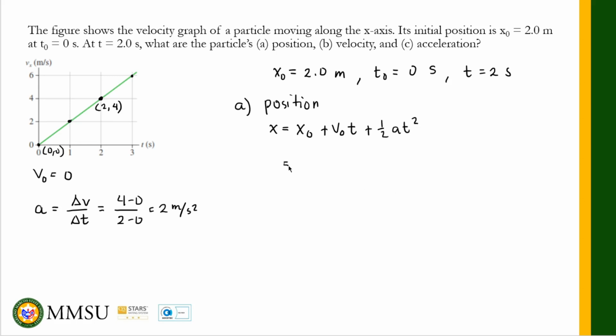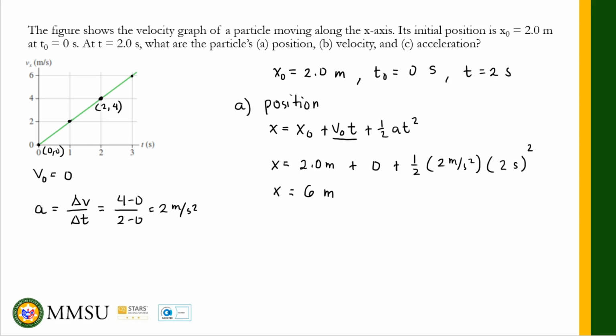All right, so let's substitute. x sub o is 2.0 meters, plus the initial velocity, which we know is 0, so this term is 0, and then plus 1/2, the acceleration is 2 meters per second squared, and the time we are looking for is 2 seconds. Then a t squared, so we square that one. Using our calculator, the answer is 6 meters. So the position of the object at time 2 seconds is 6 meters.